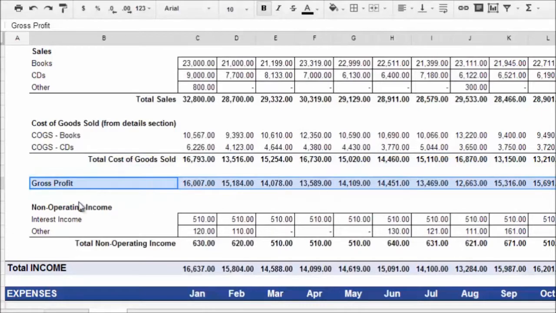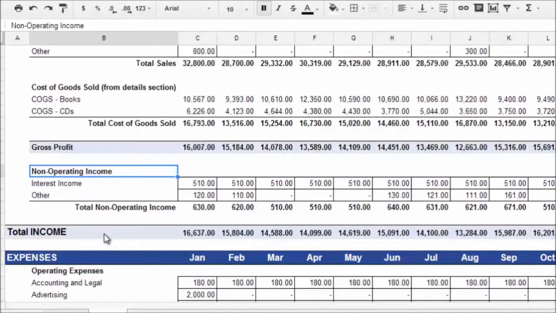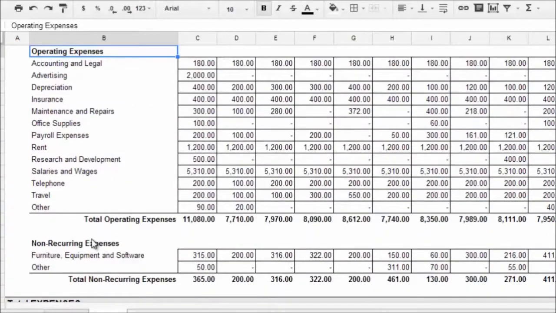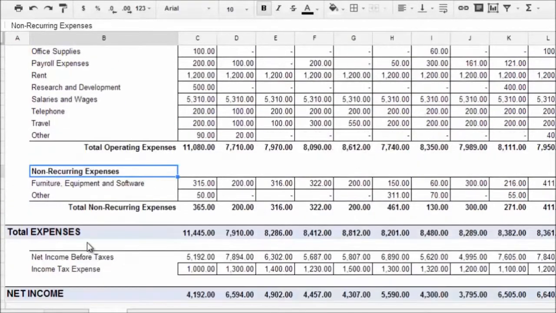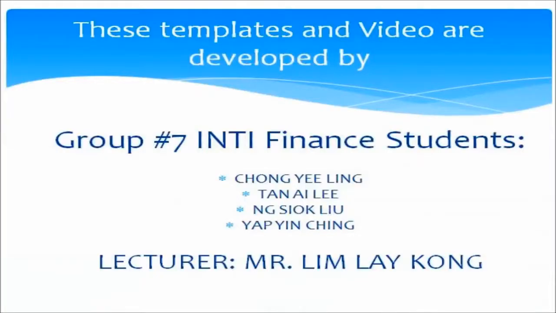Similar to services, you insert your non-operating income, operating expense, non-recurring expense, and the template will show you your net income here. That is all for this tutorial. Hope you can understand more about 12-month business budget after watching this video. Thank you and have a nice day!